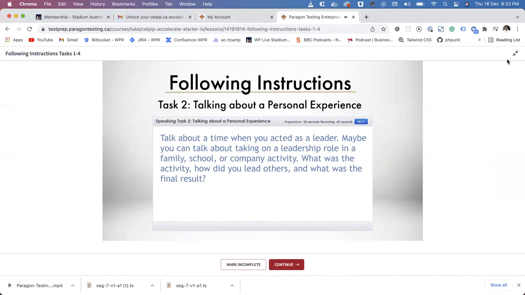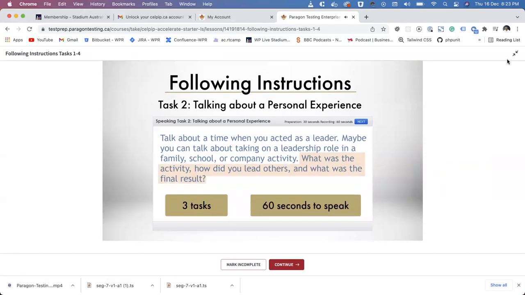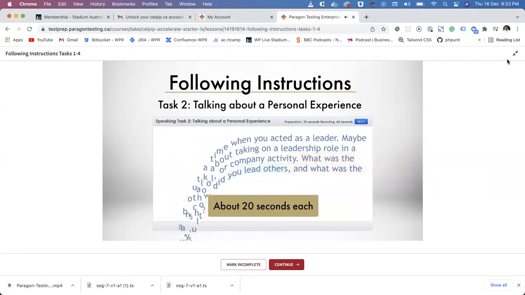Let's look at that last sentence more carefully. What was the activity? How did you lead others? And what was the final result? Note that you have to do 3 things here. You have 60 seconds of speaking time in task 2. So if you got a question like this, you'd have to give yourself about 20 seconds for each of these 3 parts. Okay, let's take a look at another example.